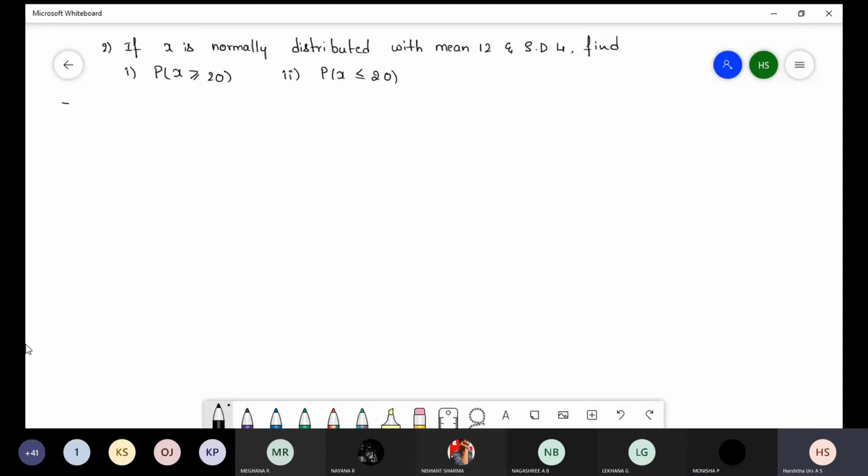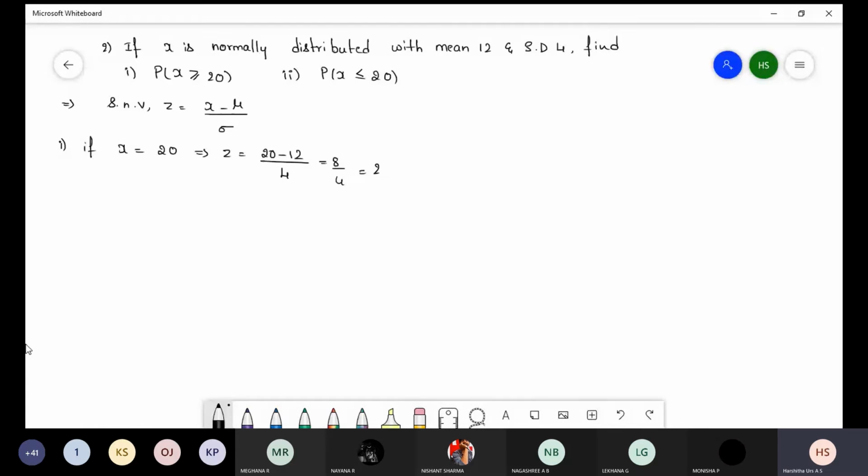So right here, the standard normal variate formula: z is equal to x minus mu divided by sigma. For the first one, if x is equal to 20, then z is equal to 20 minus 12 divided by 4. So 8 by 4, that is equal to 2.